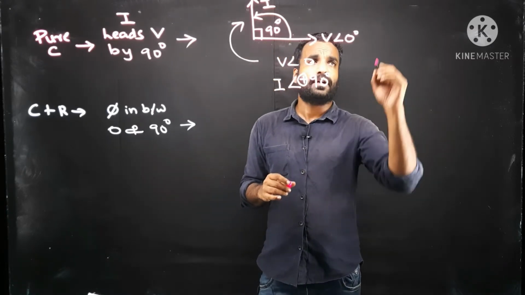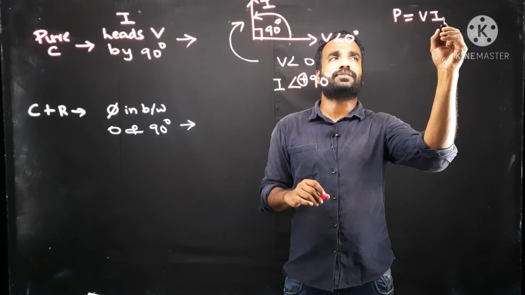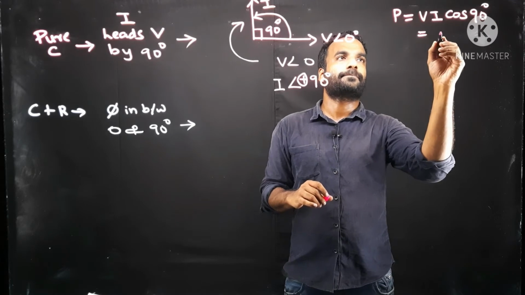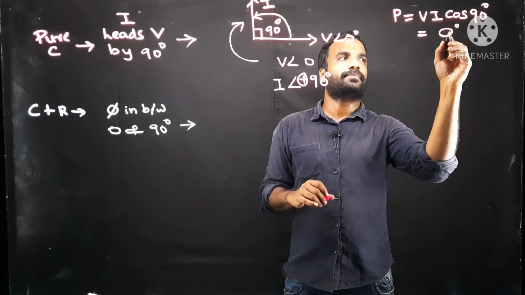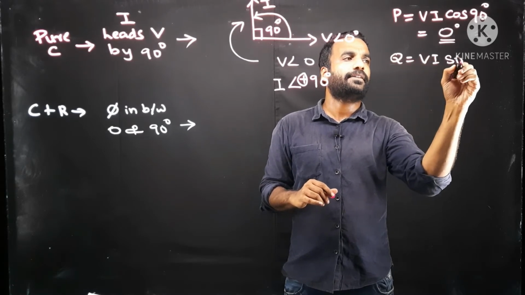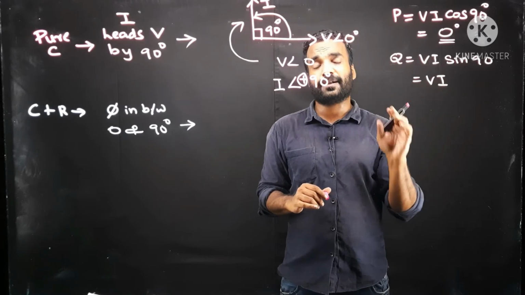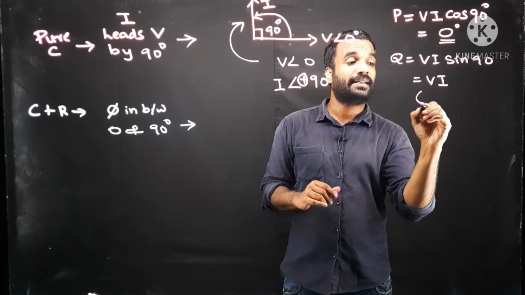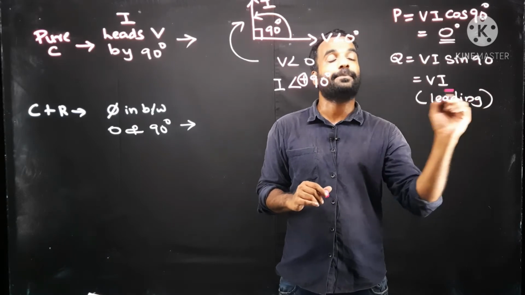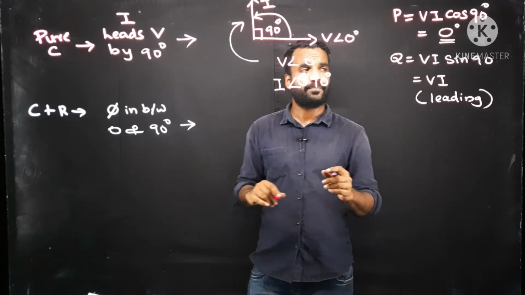Now, tell me the equation of P and Q. P is equal to Vi cos 90, so that is 0. And Q is equal to Vi sin 90, that is equal to Vi. But you have to be careful that this reactive power is leading reactive power. It will be better if you write leading in brackets. The previous one was lagging reactive power.